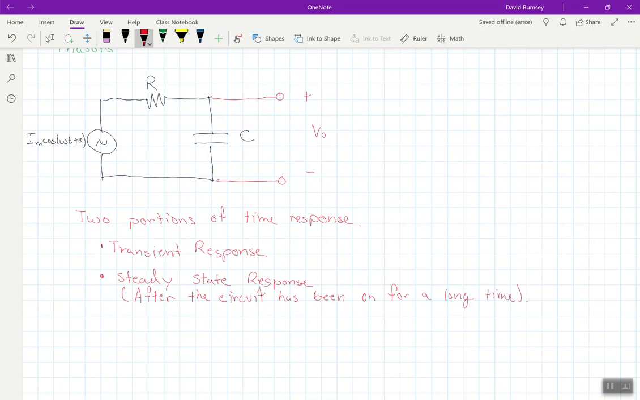Basically, what's the response after the circuit has been on, after you've turned power on? Because let's assume here first that power is off. So if power is off, because of this resistor, this capacitor will eventually completely discharge. There won't be any voltage across that capacitor. So we know that a capacitor has to kind of charge up.